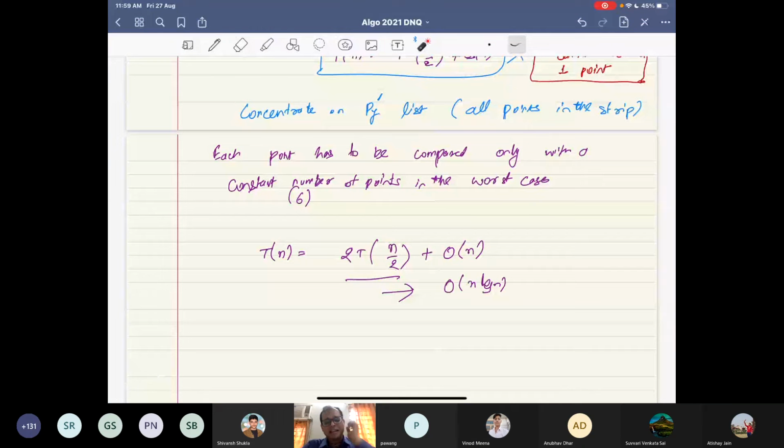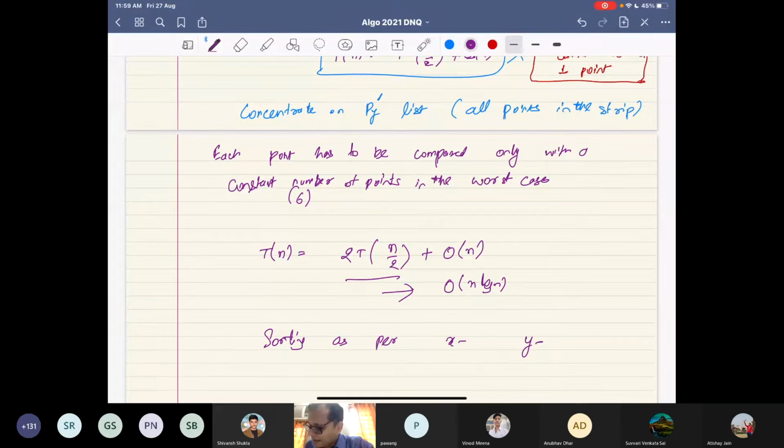But now there is an issue, as some of you pointed out. Well, this is all good in theory, but when I have to actually program it, and code it, I'm talking about sorting. Which sorting is problematic, as per X or Y? Why? Y. Because X I can sort once, and I keep on taking the indices. I don't have to sort again.